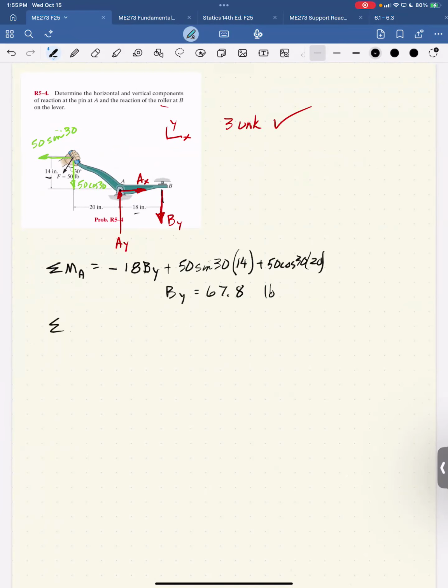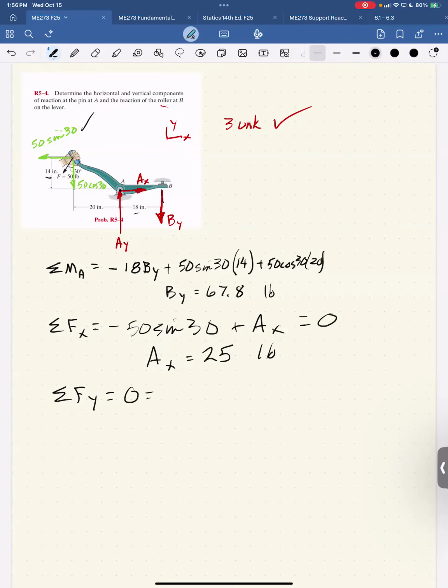And now simple matter, summing forces in X and Y to solve for the pin reaction at A. So I've got minus 50 sine of 30 here. So minus 50 sine of 30 plus AX. So AX is equal to 25 pounds. And summation of forces in the Y is equal, this is equal to 0. So it's minus 50 cosine 30, right, that guy? Minus BY, minus 67.8 plus AY. So AY is 111. On your test, please circle your answers.